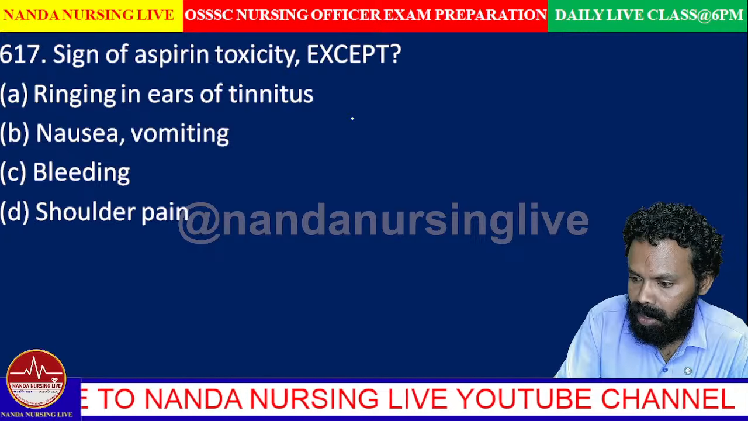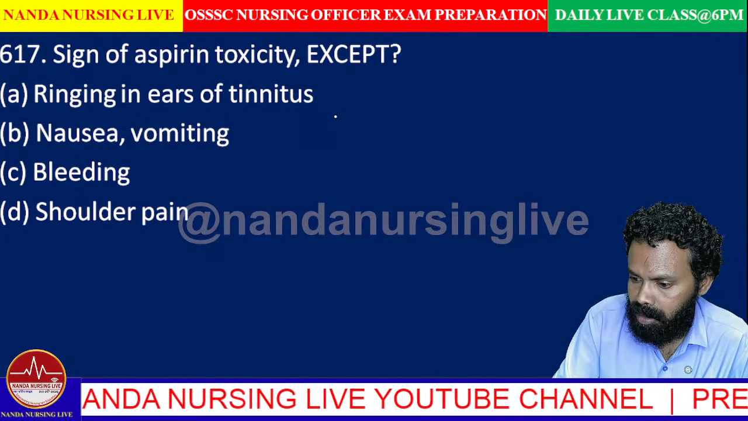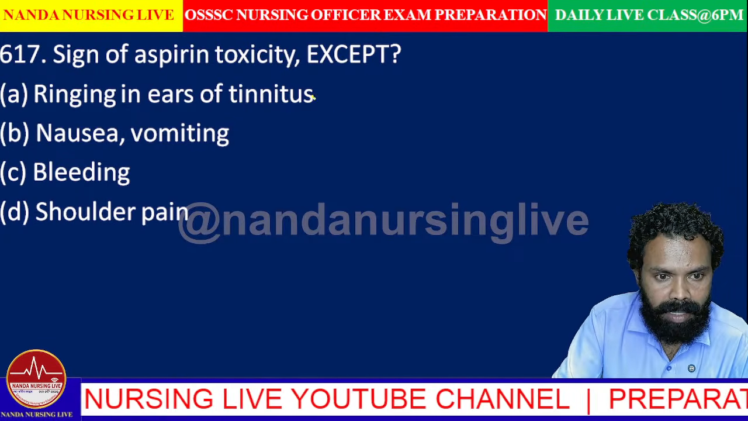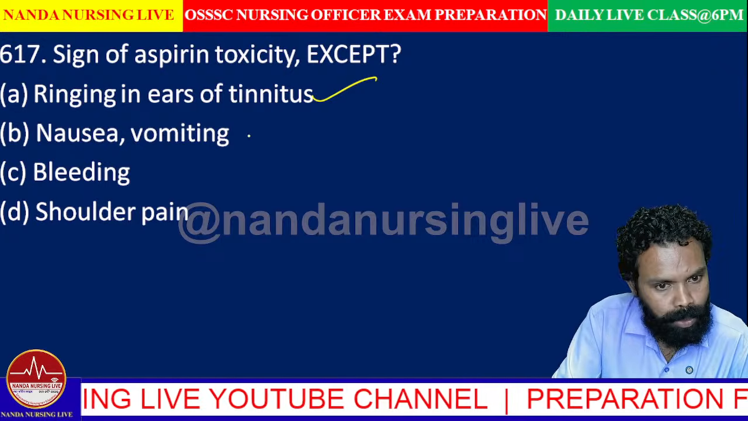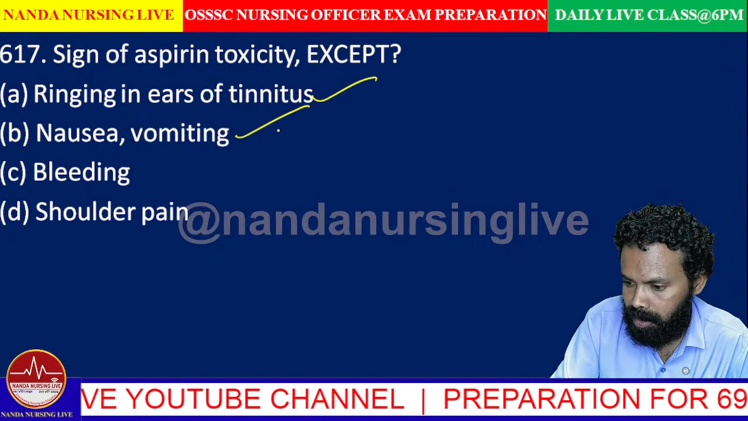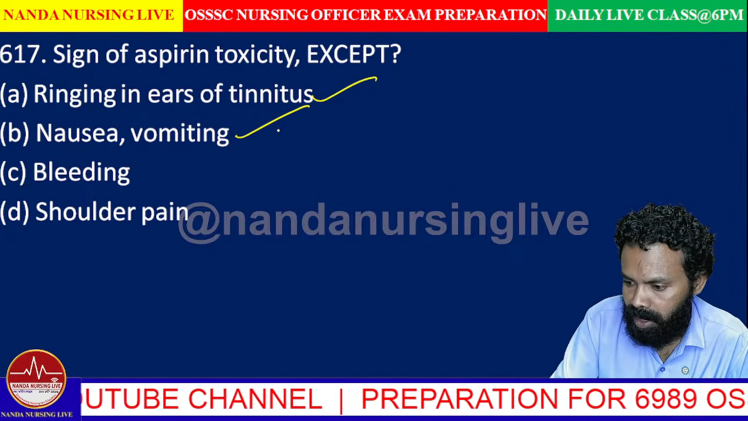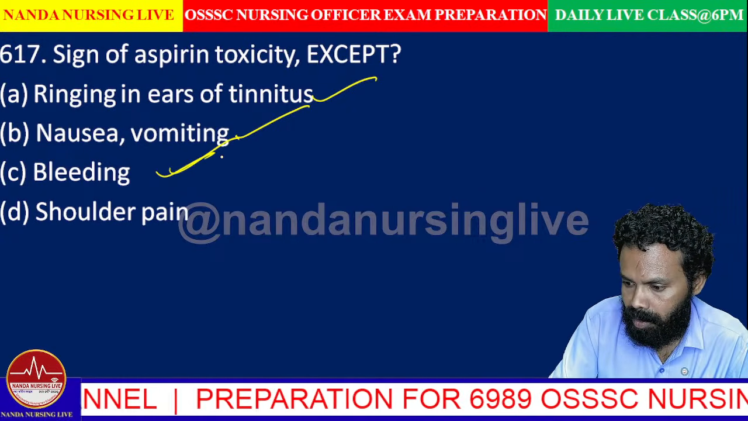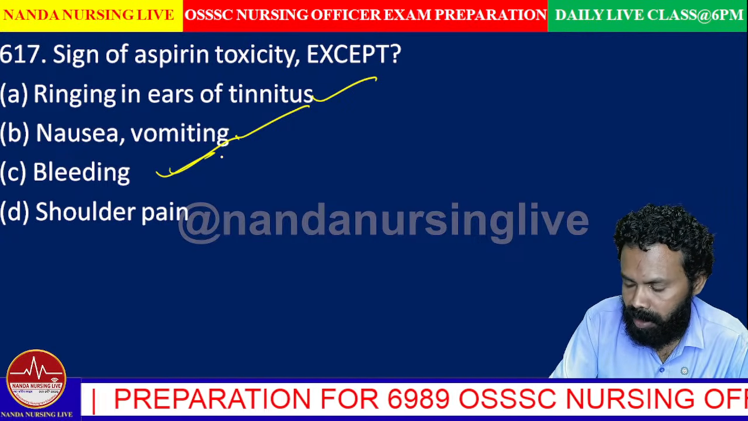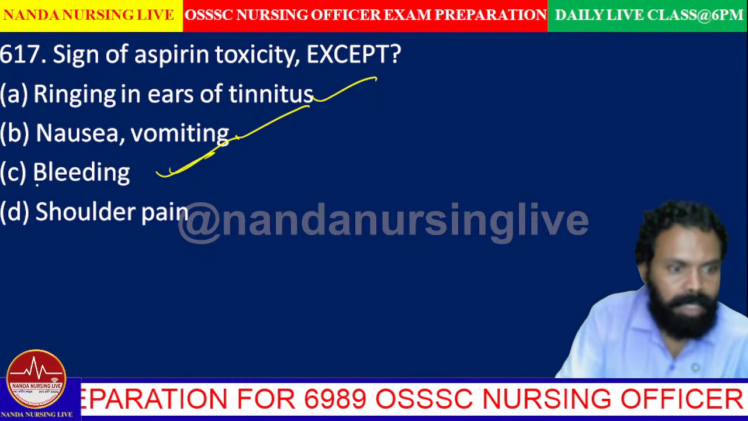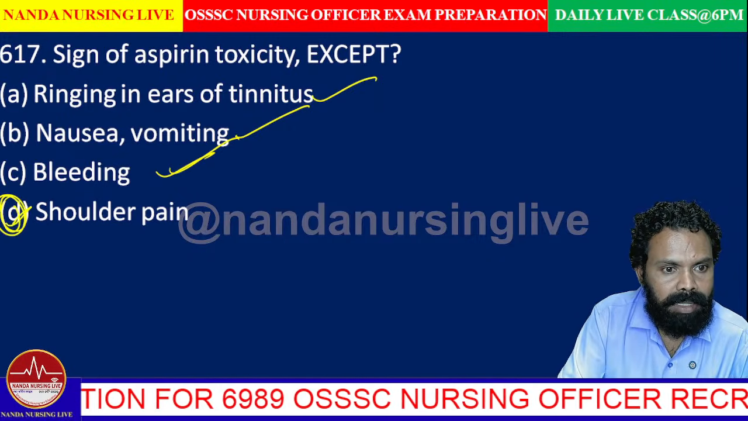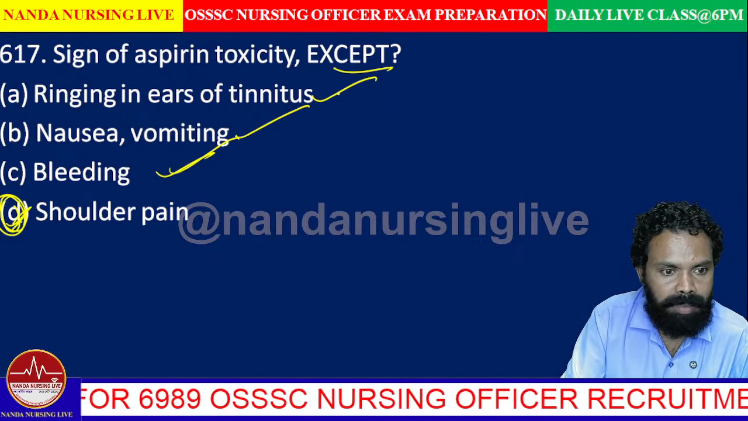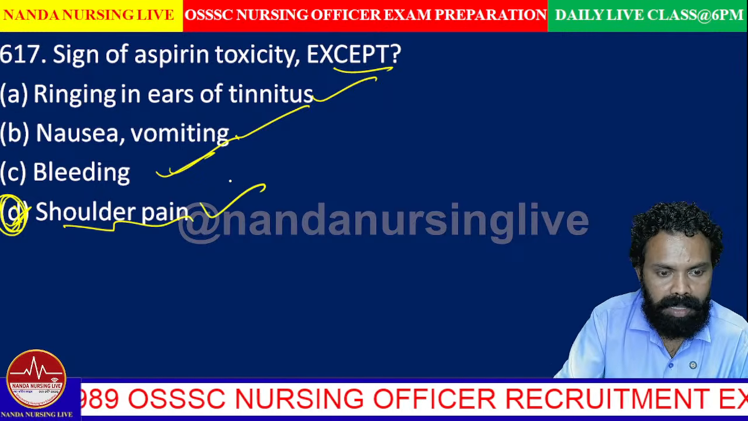These are the common signs and symptoms. Ringing in the ears, yes. Nausea and vomiting, yes. Bleeding tendency, yes, right? Due to platelet inhibition. So option D is the correct answer. Sign of aspirin toxicity except shoulder pain. Option D is the correct answer.